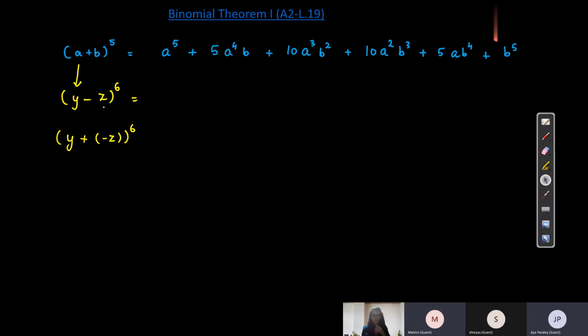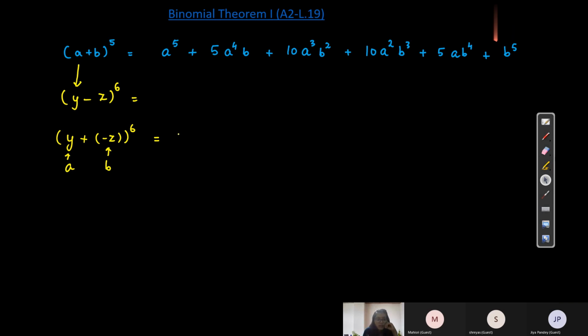Yes. So the additive inverse of z is negative z, okay? So what change has happened here? Instead of a, I have y, and instead of b, I have negative z. That is the only change, okay? So in the expansion, everything will remain the same, just in place of b, we will put negative z now, okay? Let's try to expand this one.